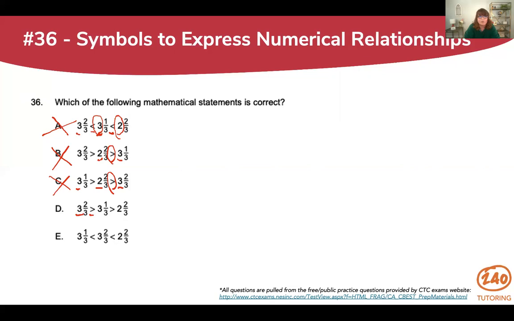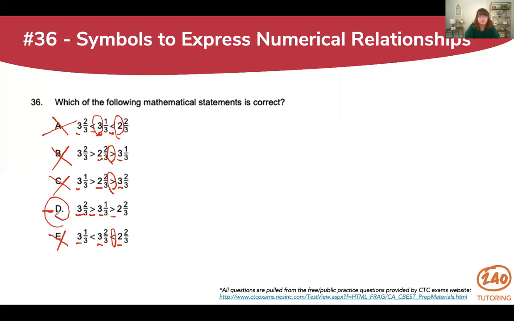3 is greater than 3? Well, that could be, depending on the fractions. 3 is greater than 2. So far, that one could be correct. 3 is less than 3? Well, it could be, depending on what these fractions are. And 3 is less than 2? Well, 3 can't be less than 2. So E is not correct.